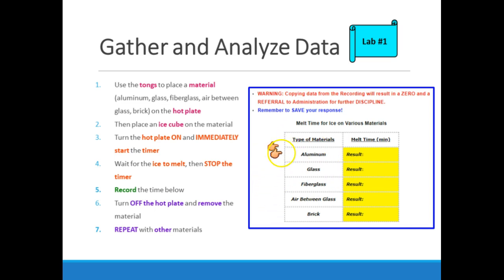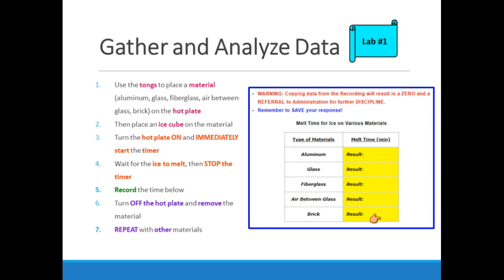So all you need to do is you're going to take your tongs, you're going to place one of the materials onto the hot plate. We're going to put an ice cube on top of it, start the hot plate, and start the timer. And we're going to wait for the ice to melt, and then once it's melted, we're going to stop that time and record the time in our table. Okay, and then we're going to repeat this with the other materials. Smiley faces if that's starting to make sense. I'm going to demo it for you in a moment, but I want to make sure that that makes sense kind of briefly what we're going over.